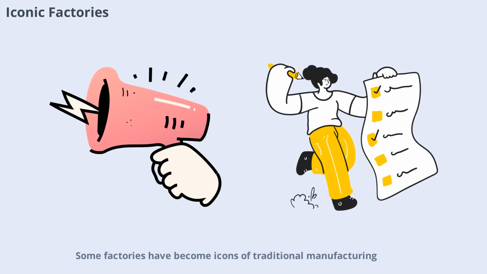Some factories have become icons of traditional manufacturing, such as the Ford Motor Company's early assembly lines or textile mills in England. These sites symbolize industrial progress and innovation, attracting visitors and historians alike. Their legacy continues to inspire new generations of manufacturers.